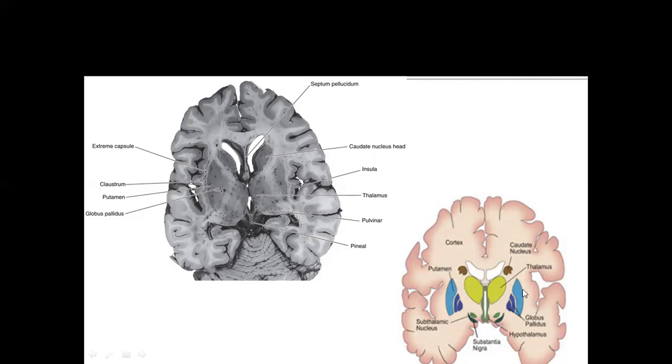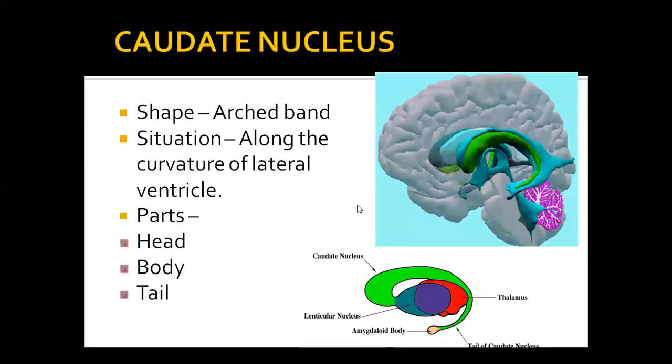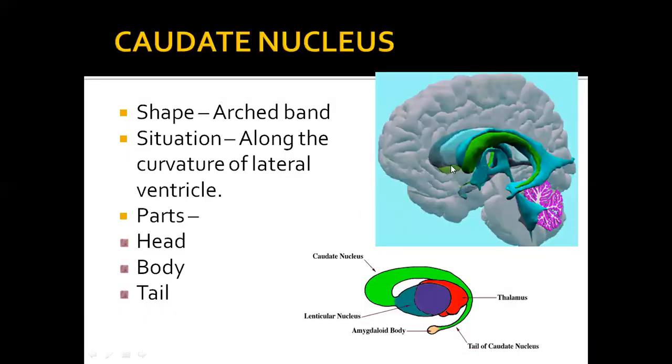So in this picture, this is the caudate nucleus, and this is the lentiform nucleus. The further subdivisions are the globus pallidus and the putamen. Globus pallidus is near the midline and putamen is away from the midline. Below the thalamus, we also have the subthalamic nucleus of Luys. All these are the components of the basal ganglia. Now let us start with the caudate nucleus.